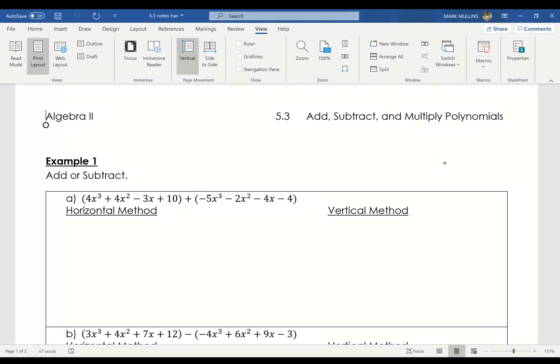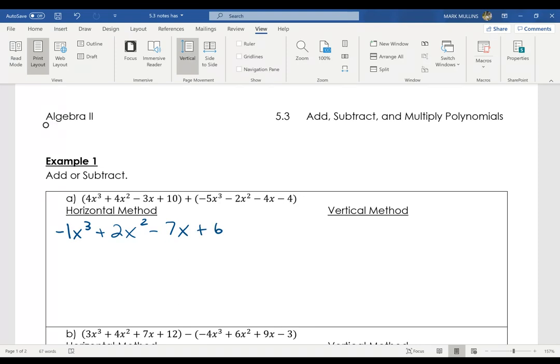So 4 and -5 would be a -1x cubed, or just -x cubed, right? 4x squared minus 2x squared would be a plus 2x squared. Minus 3x minus 4x, so minus 7x. And then 10 minus 4 is a 6.